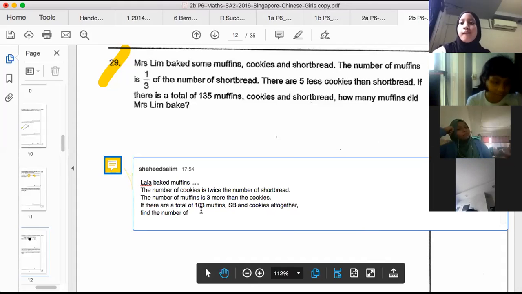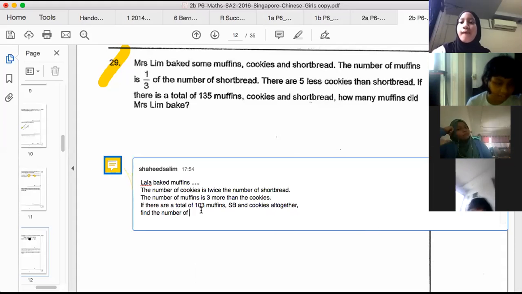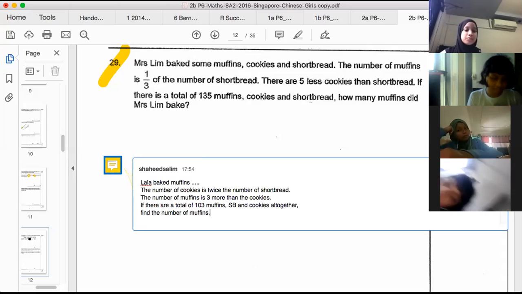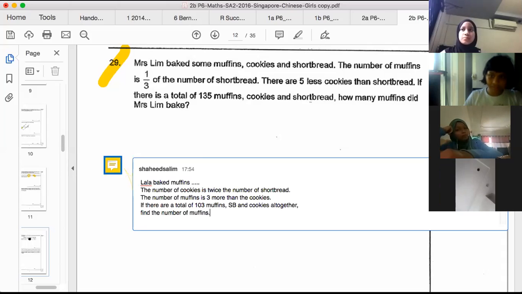Find the number of what altogether? The number of muffins. Okay, you try to do this one. You can do it. Sophia? The total must plus 5, must plus 3, or I do not know. This one I say more. Just now was less. You must draw the model, then you can see.